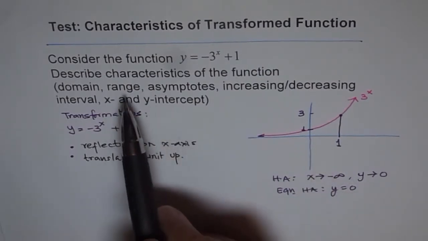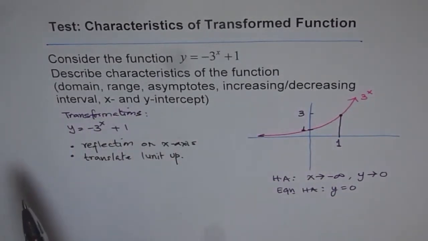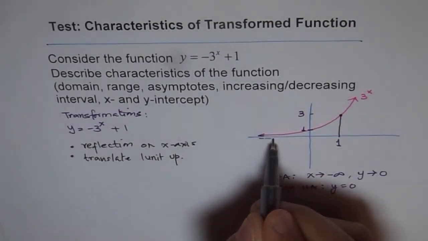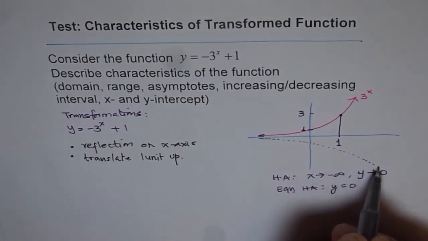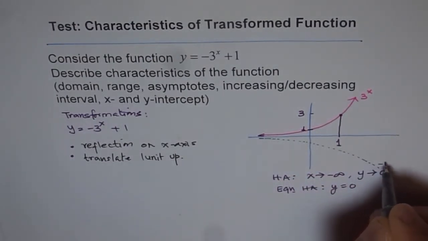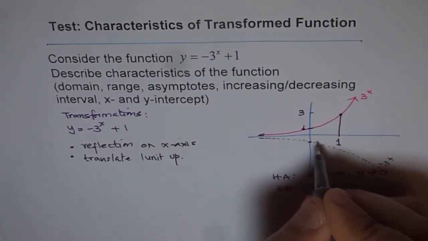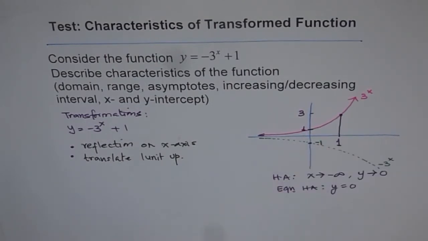But as far as range, asymptotes, increasing and decreasing intervals, x and y intercepts are concerned, all of them will change. Now you have to look into it, analyze it, and then answer the question. So minus will actually move it downwards. I'll just reflect it on the x-axis, and then I say, well, this is the function minus 3 to the power of x. And this point is still at minus 1. This is plus 1 reflected to minus 1.